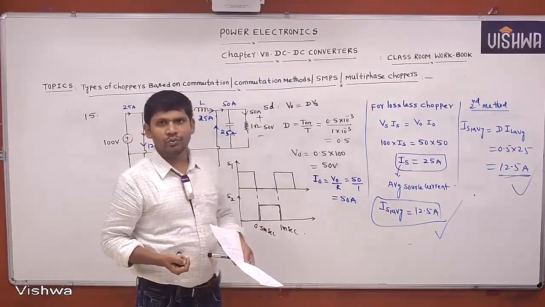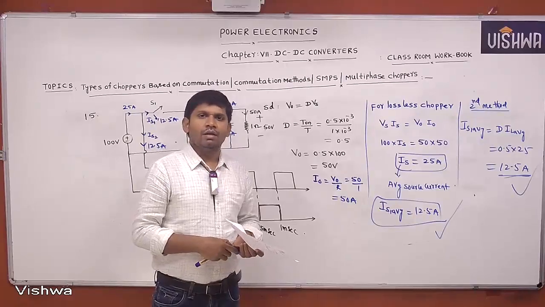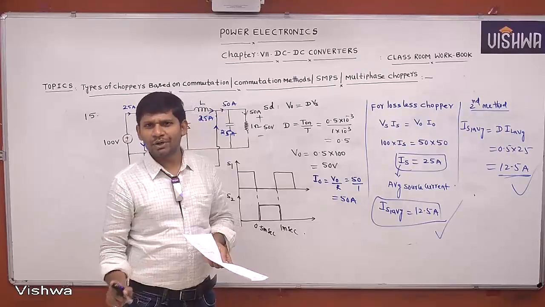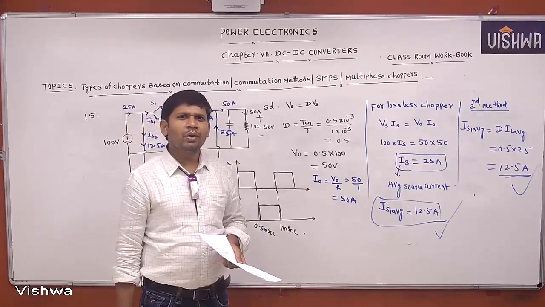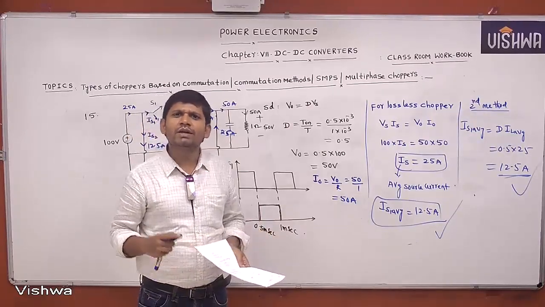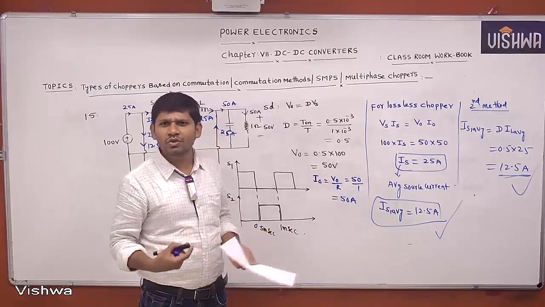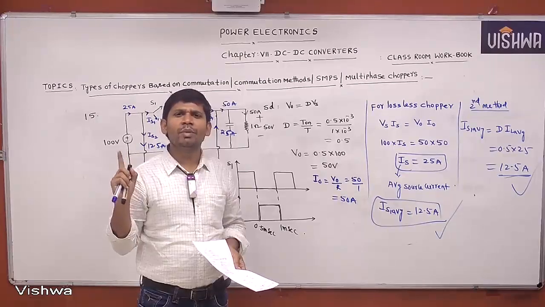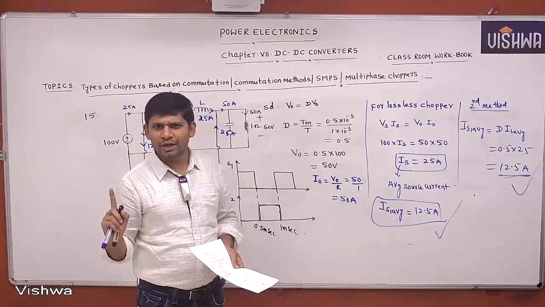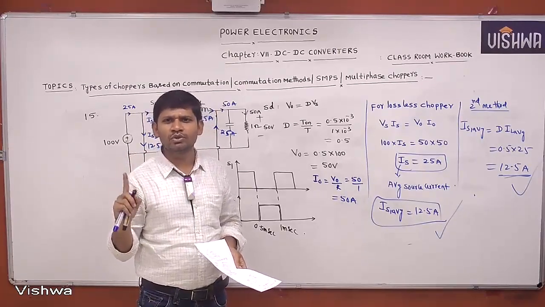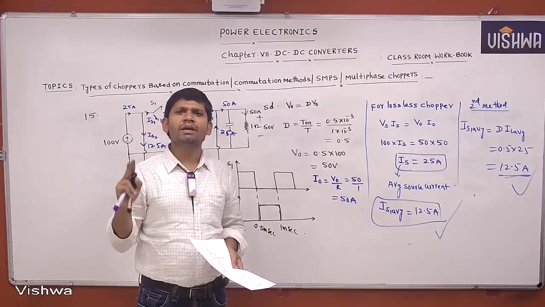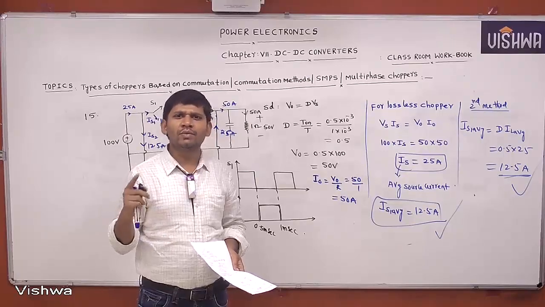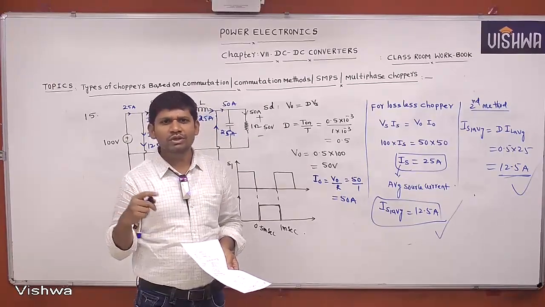Okay. This was in detail the classroom workbook questions based on types of choppers, commutation methods, SMPS and multi-phase choppers. With this, from any commutative point of view, the DC to DC converters are completed. For any commutative point of view, whatever theory points I gave and whatever problems I solved, you concentrate on those. The first concept I explained: types of choppers based on output voltage level, that is buck regulator, boost regulator, buck boost regulator. The next concept: types of choppers based on quadrant operation.